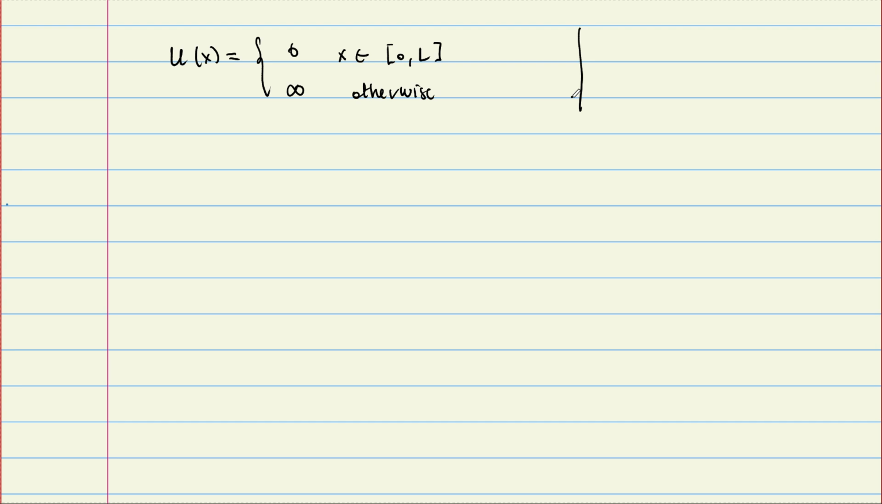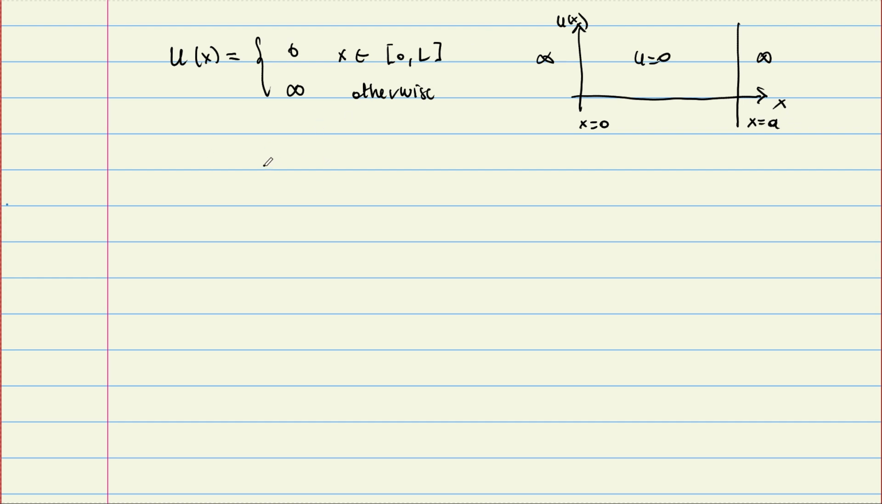And we draw this like that. So this is U of x, this is x. U is equal to 0 here, infinity here, and infinity here, and this is x equal to 0, this is x equal to a.